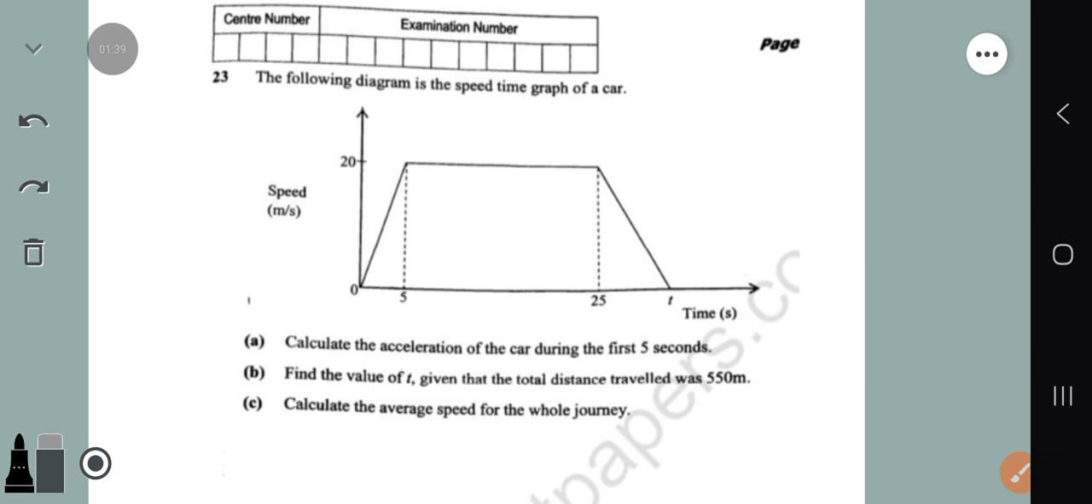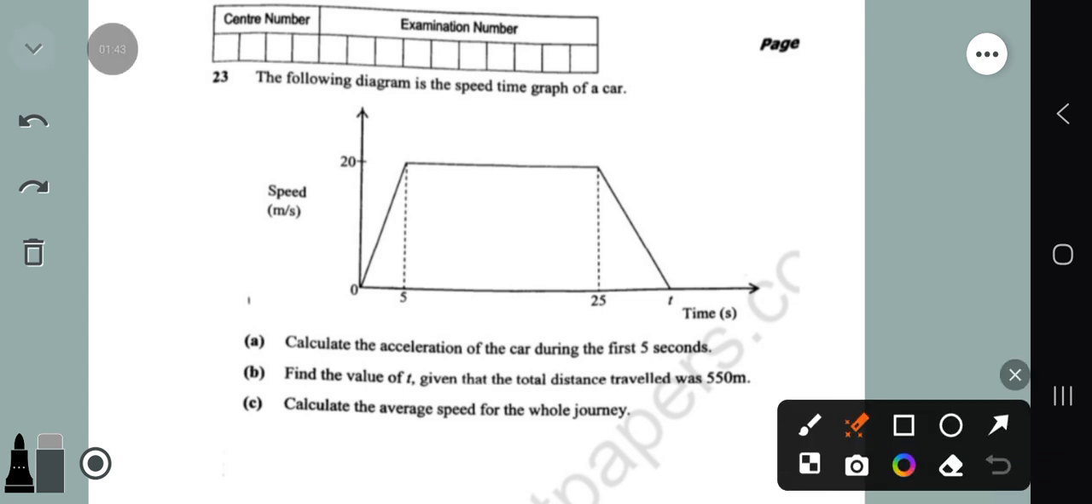So the following diagram is the speed time graph. Question A, calculate the acceleration of the car during the first 5 seconds. So the first 5 seconds, remember, this is the x-axis and this is the y-axis. So the x-axis represents time. So we have 5 seconds, 25 seconds.